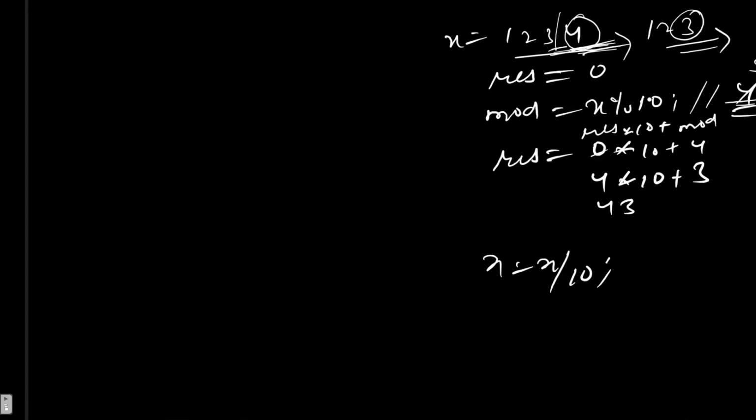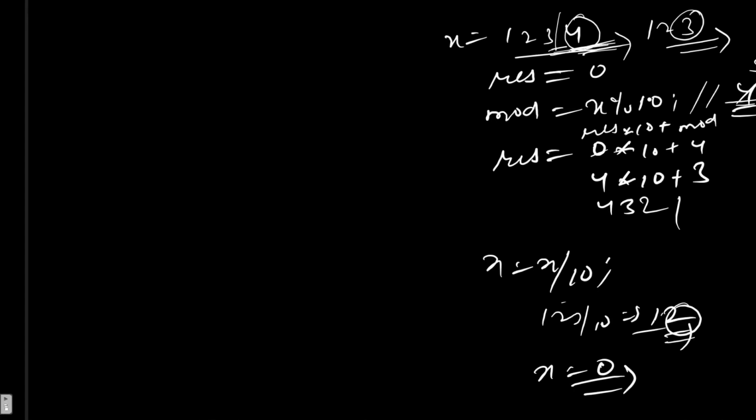So then it will be 12, on dividing 123 by 10. Next time the last modulus value is going to be 2, so we will be multiplying the result by 10 and adding 2 here. So it will be 432, and at last it will be 4321. After doing this, the x value is going to be 0. So we can say that we can run our while loop until and unless our x value is greater than 0.